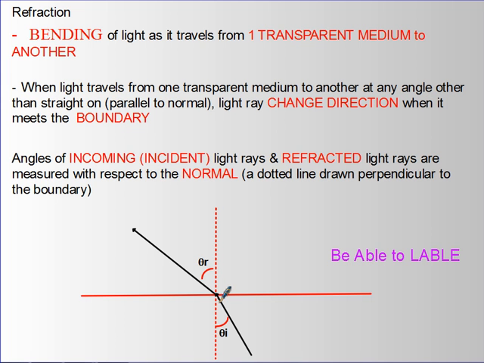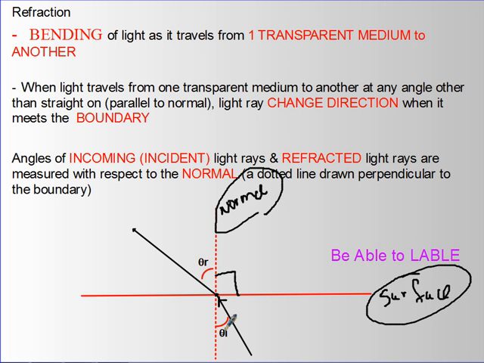We call the incoming ray the incident ray, and we label it theta I. If this is my normal, remember the normal is always perpendicular to your surface. So here is my surface. The incident angle is always from the normal to the incident ray, while the refracted angle is always from the normal to the ray of refraction. So key things to remember: normal is perpendicular to the surface. Theta I is your incident ray. Theta R is your refracted ray. Now make sure you can label these.